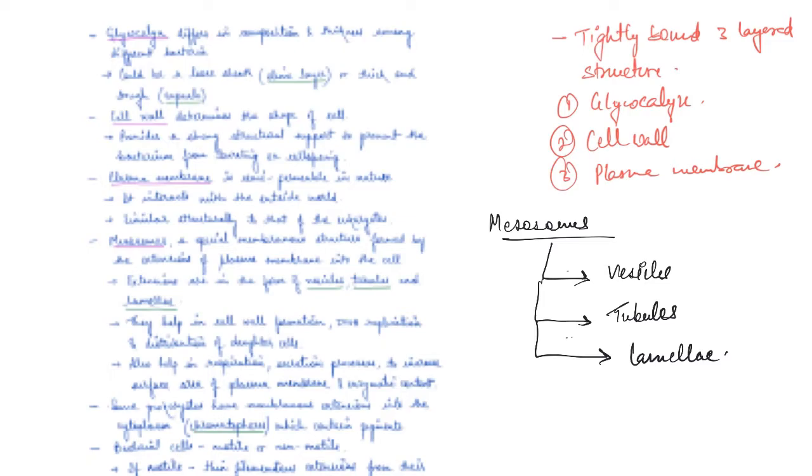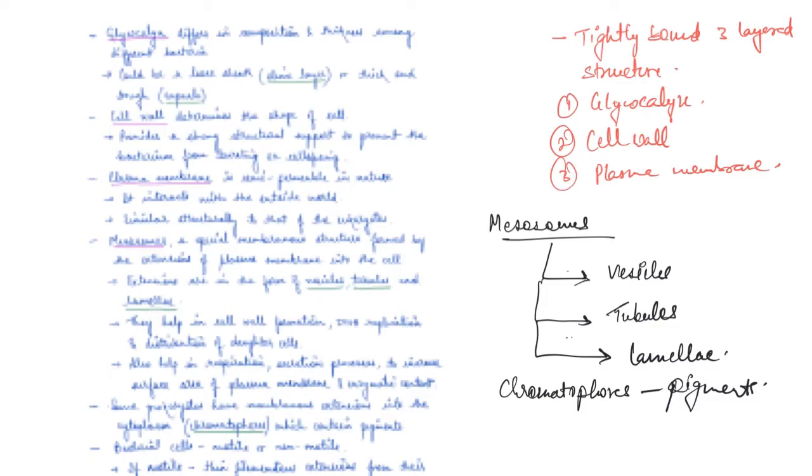Now, in some prokaryotes like cyanobacteria, there are other membranous extensions as well. These are in the cytoplasm, and these are known as chromatophores. These chromatophores have pigments, right? So the mesosome layer is very important in prokaryotic cells.